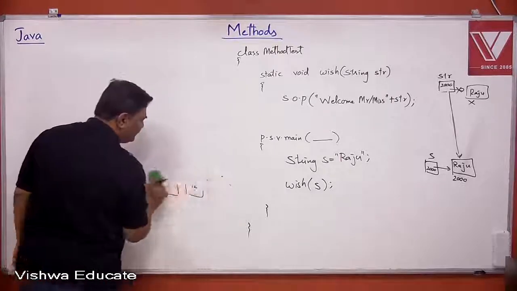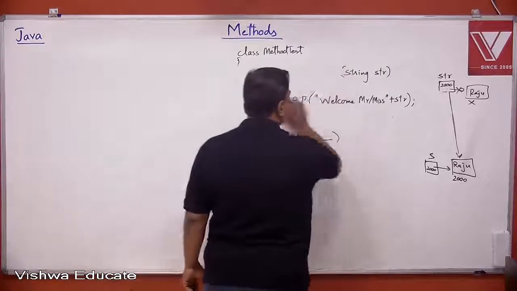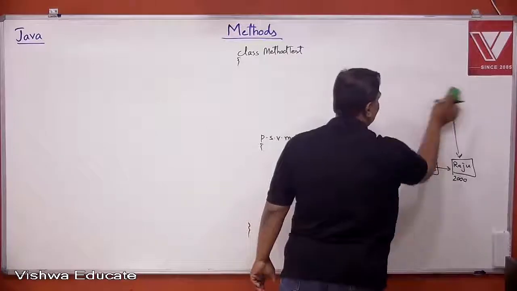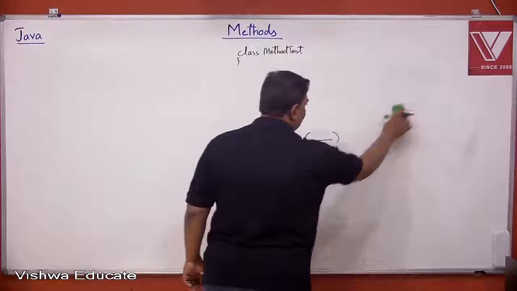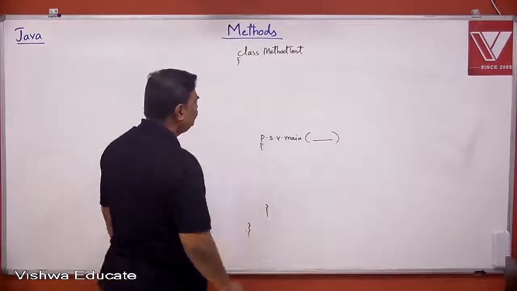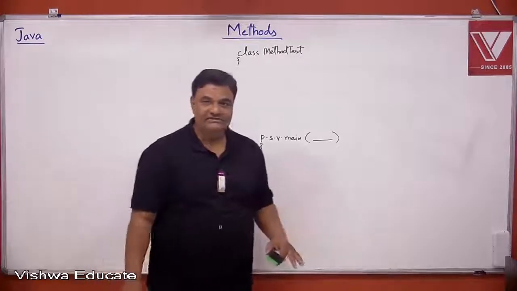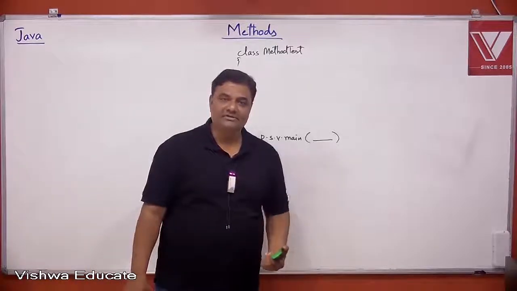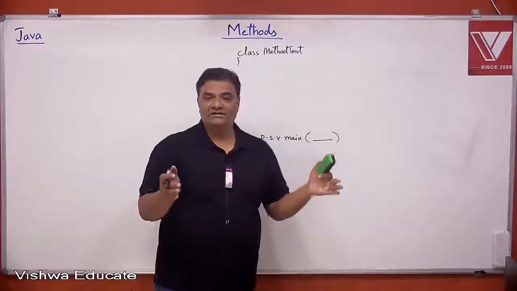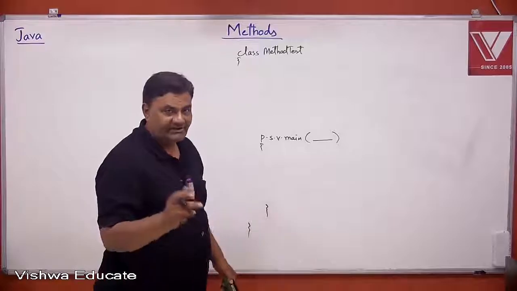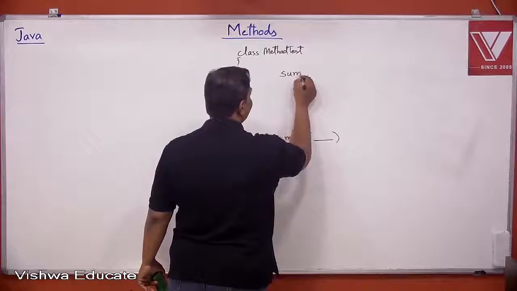Now let us remove this one. Now next, we have studied a few points, right? Now we will take just one example: a method for finding the sum of all the elements in an array. We'll write one method, sum, for finding the sum of all the elements in an array.